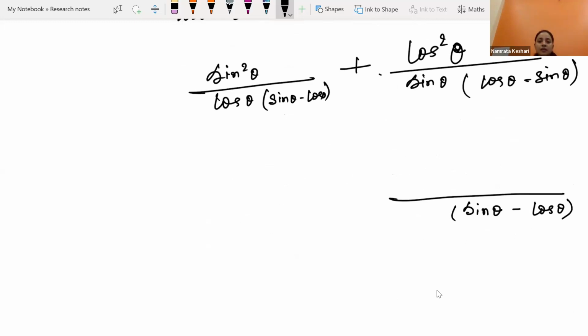So when we take minus common from the denominator, it will be sin theta, cos theta minus sin theta we were having. It will be sin theta minus cos theta. Do I need to explain it? Please let me know.